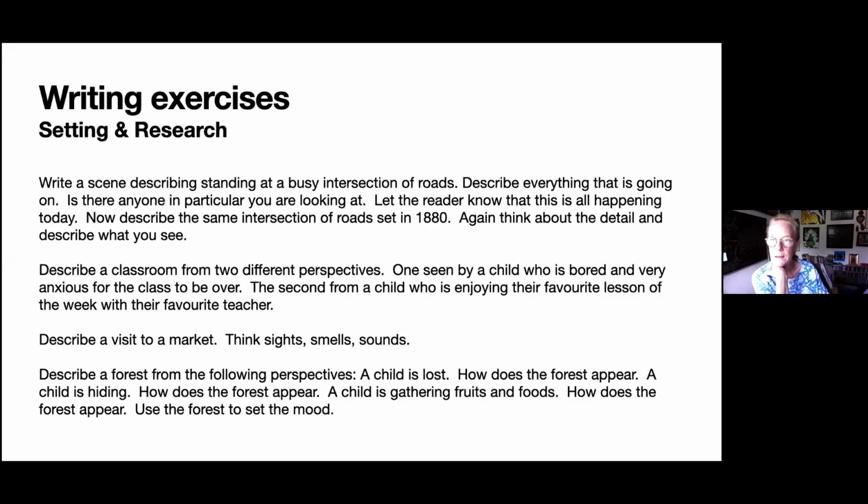So the idea really here is to practice how setting is part of a story, that a story is more than the passage of a character through a range of actions. That character exists in the world. How do we create the world? What do we see?